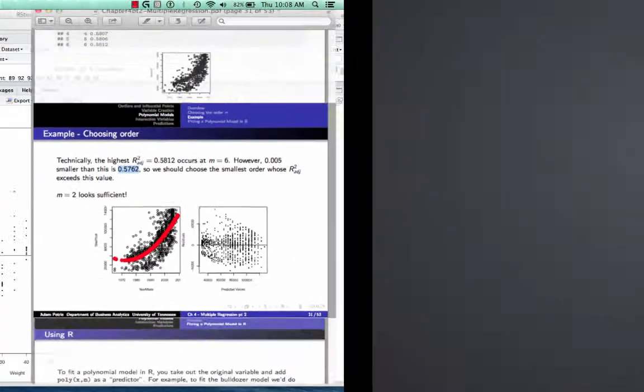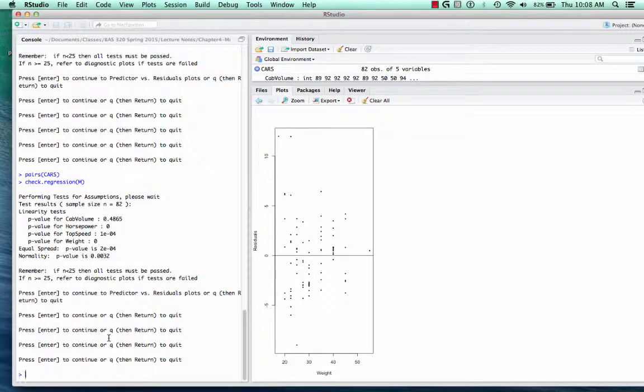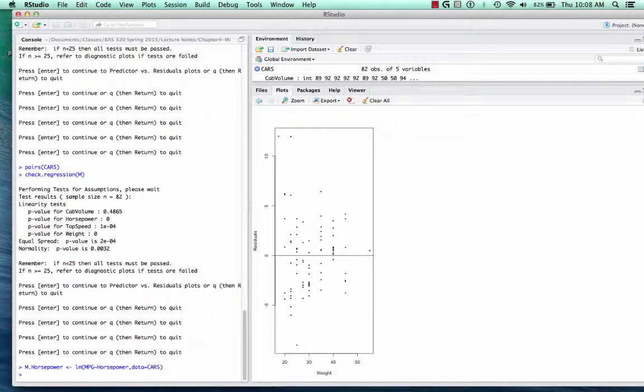So I could do this with the automobile data set. Let's actually just do that right now. Let's fit a model with horsepower, because we saw that had a curved relationship. I'm predicting MPG from horsepower in my cars data. And let us do the find order command on this model.